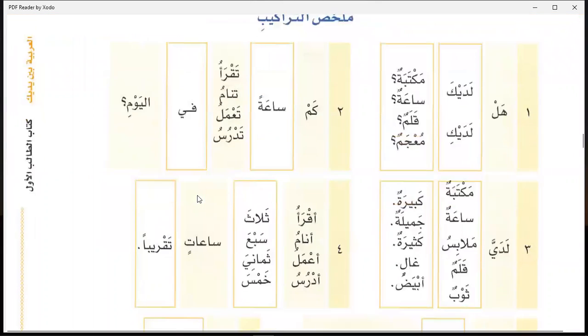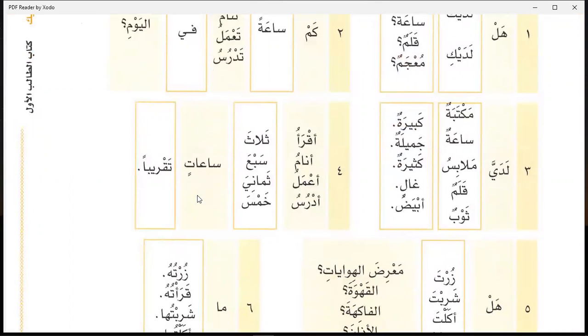Now, Ms. Rama, next two boxes. لدي مكتبة كبيرة. I have a big library. لدي ساعة جميلة. I have a beautiful watch. لدي ملابس كثيرة. I have plenty of clothes. Ladaya qalamun ghalin. I have an expensive pen. Ladaya thawbun abyad. I have a white thawb.